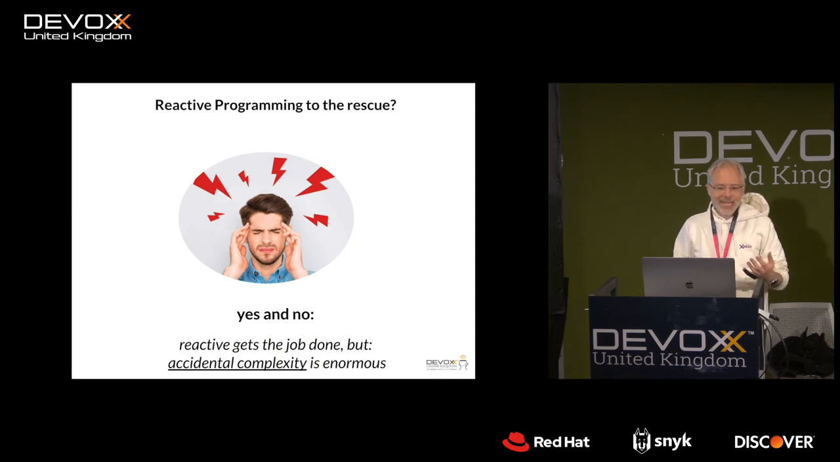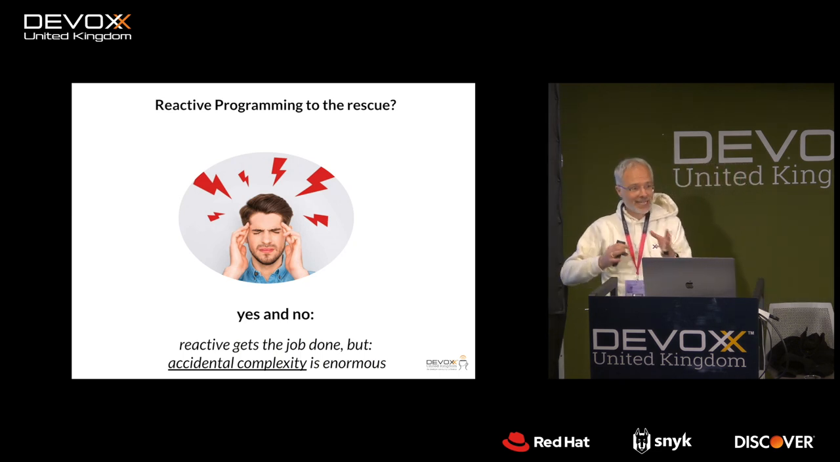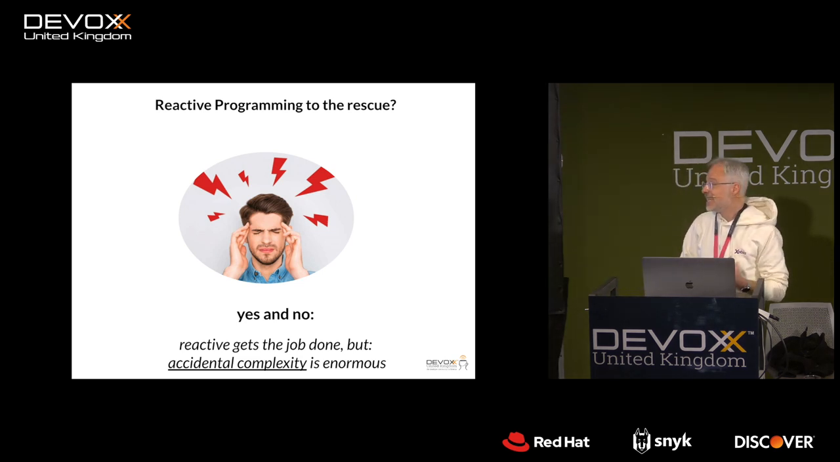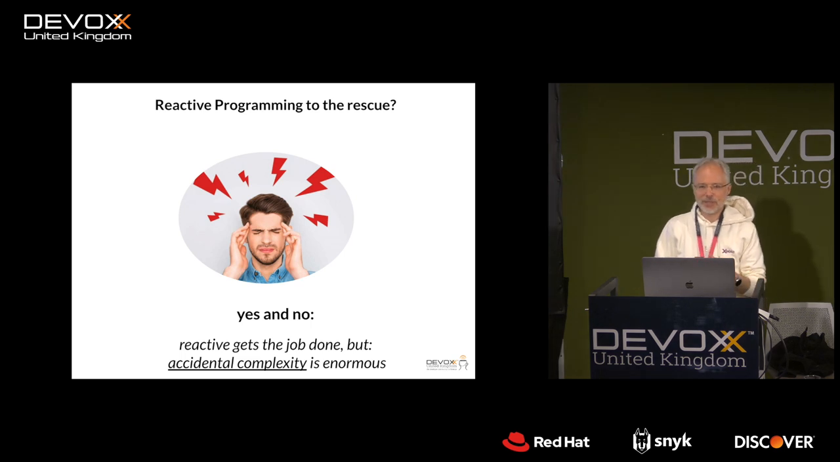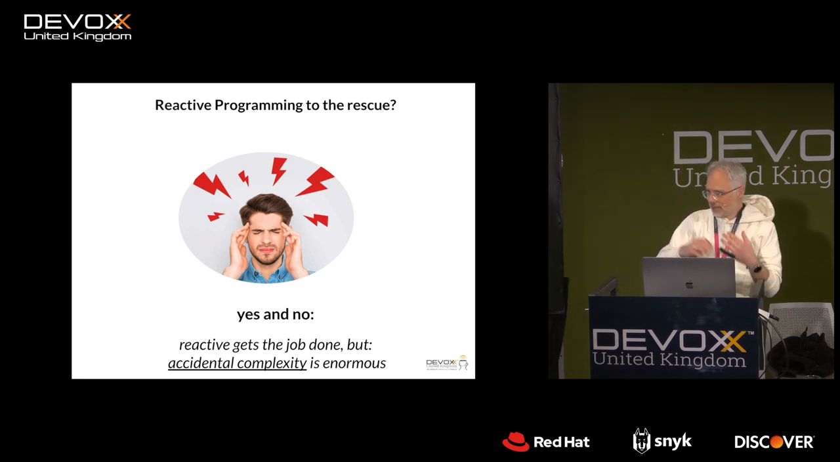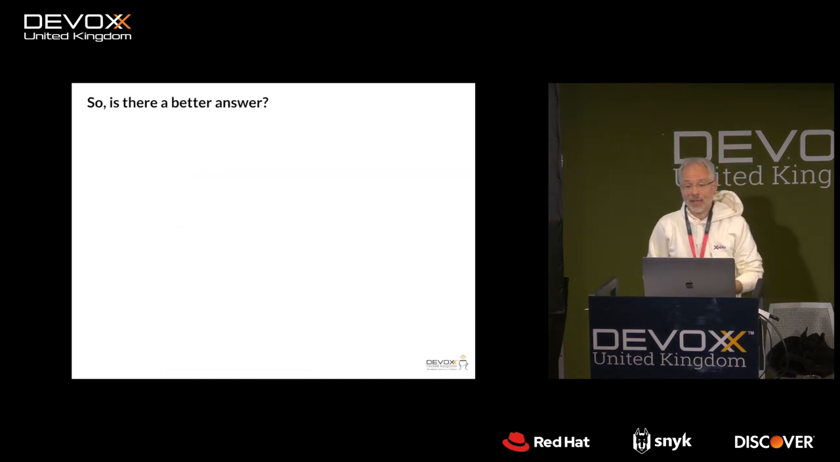So we could say that reactive programming gets the job done. I mean, we've seen much better performance characteristics, but the accidental complexity is simply enormously large. And that kind of proof that not many hands went up when I asked, is reactive programming really simple to do? It's kind of a tough nut to crack. It gets good results, but the price is just quite high. Is there a better answer?